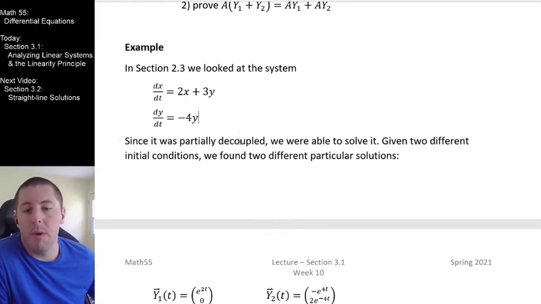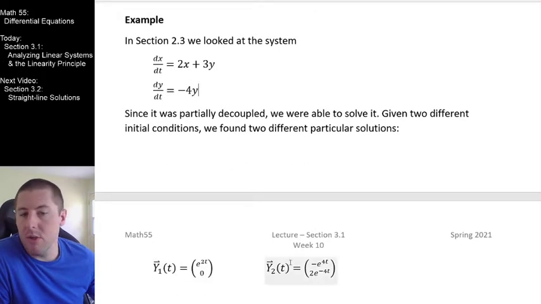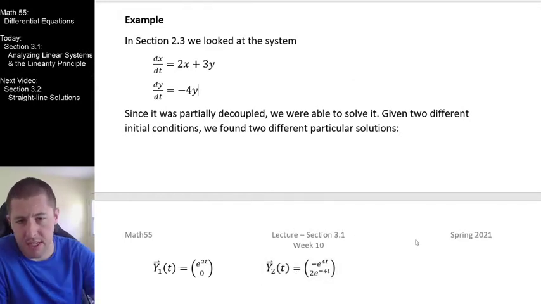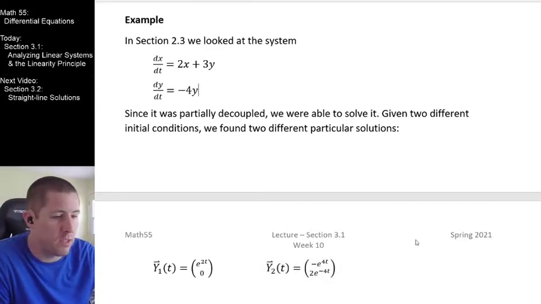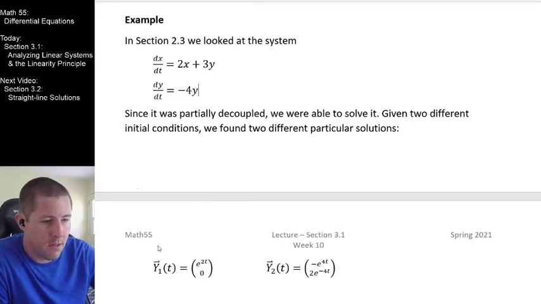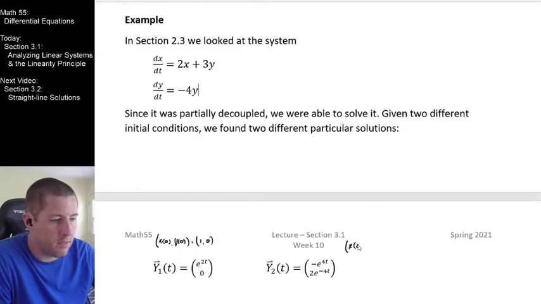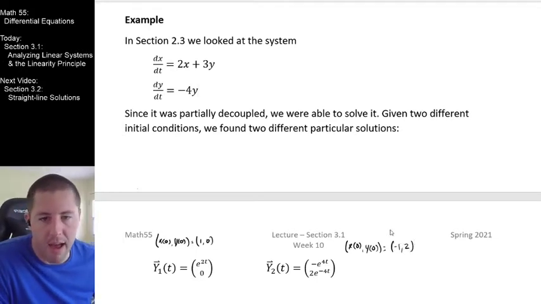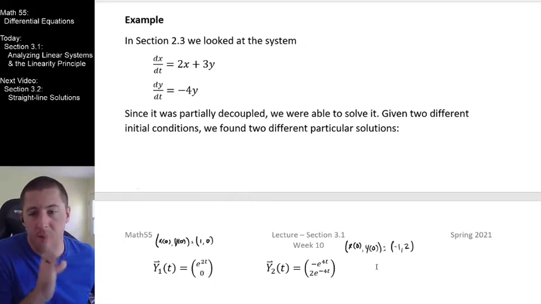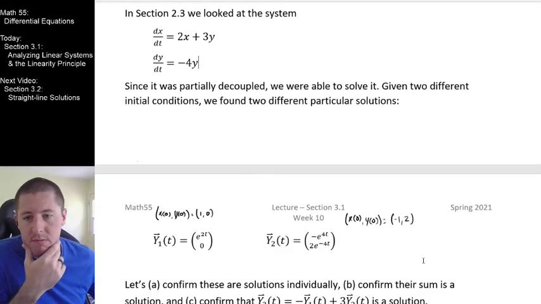Right? So, oh yeah, by the way, here are the two solutions that we ended up coming up with, two particular solutions, and they're associated with two sets of initial conditions. I think it was just (1, 0) and (negative 1, 2) that were our initial conditions here. I think it was x of 0, y of 0 equal to (1, 0), and here we had x of 0, y of 0 equal to (negative 1, 2). So we plugged those in, we solved for k1 and k2, and we landed at these two solutions right here.